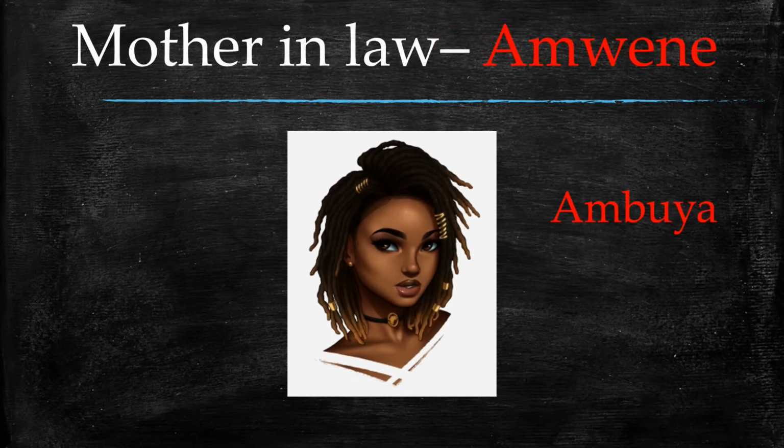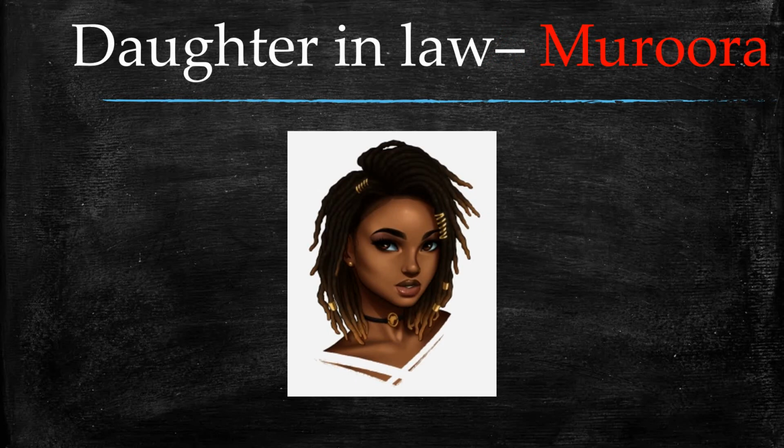A mother-in-law is called amwene. If you are the daughter-in-law, you call your mother-in-law amwene. But if you are the son-in-law, you call her ambuya. Slightly different from ambuya for gogo, but the same spelling though. Now the mother-in-law has a daughter-in-law, and the daughter-in-law is called murora.